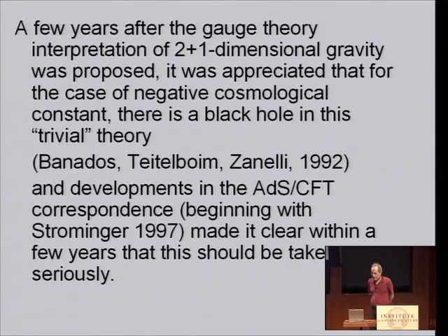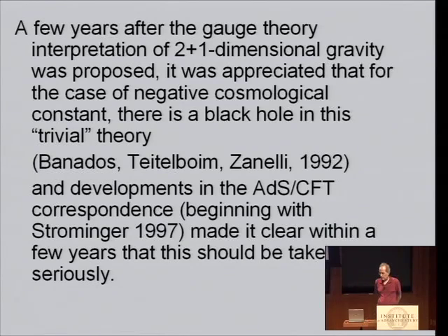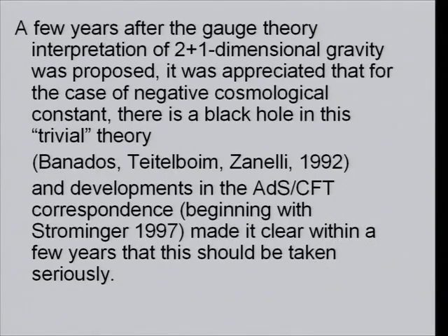At some point, it was appreciated that for the case of negative cosmological constant, there's a black hole in this supposedly trivial theory. And that actually makes the theory much more interesting. I think that the main reason it's interesting to try to solve it is, as I said before, that you could possibly get a model of quantum black holes. And moreover, subsequent developments involving the correspondence between anti-de Sitter space and conformal field theory made it clear that the BTZ black hole should be taken seriously.